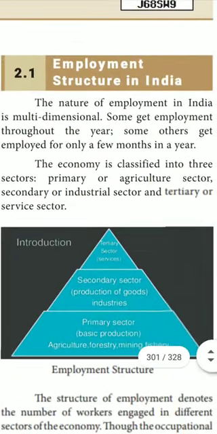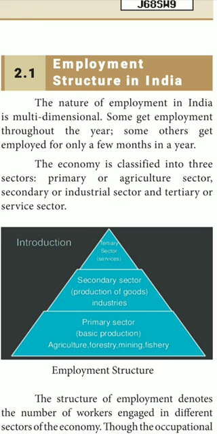What was the structure of employment in India? The economy is classified into 3 sectors. You all know, you have learned in the lower classes also. What are the 3 sectors? That is the primary sector, secondary sector and tertiary sector. The primary sector is also called the agriculture sector, the secondary sector is also called the industrial sector, and the tertiary sector is also called the service sector.